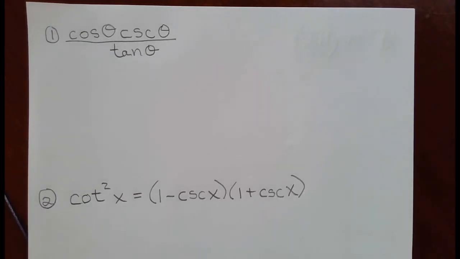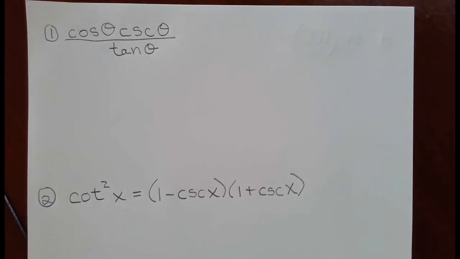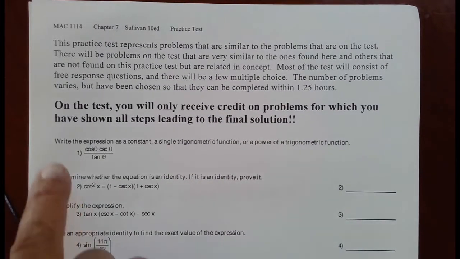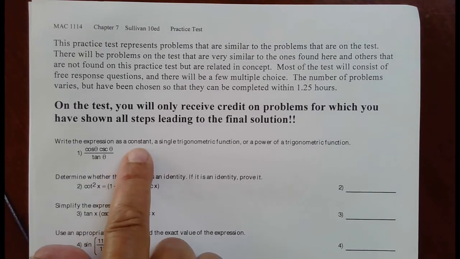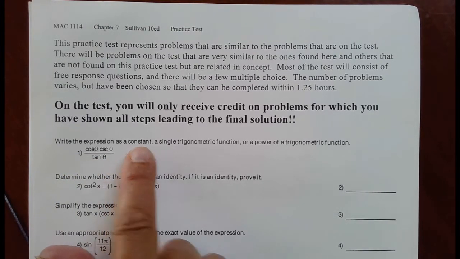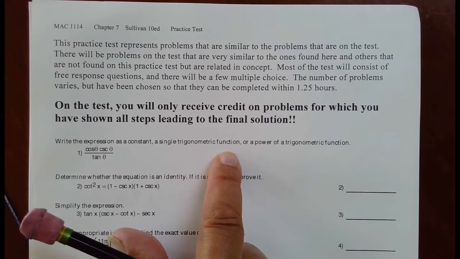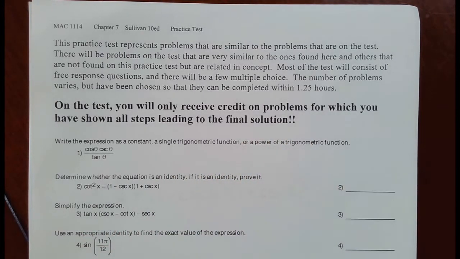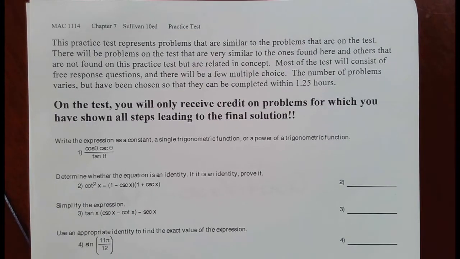Okay, this is practice exam number 1 for the Chapter 7 test. And in this very first problem, you are given a quotient made out of trig functions. The directions for this problem are to write this expression as either a constant, if that's what the answer comes out to be, or a single trig function, or a power of a trig function. There's only one correct answer if you simplify it completely, which of course you're expected to do.